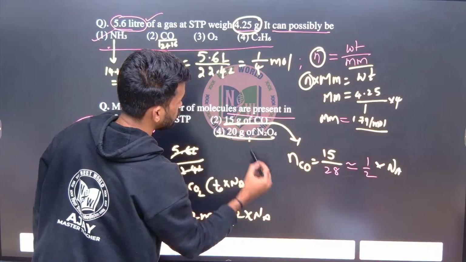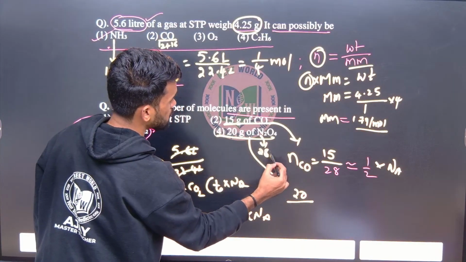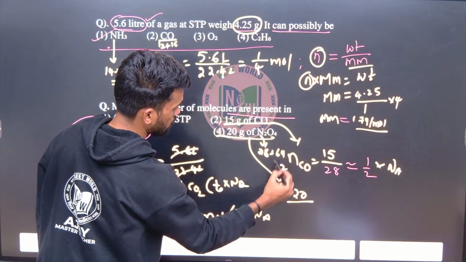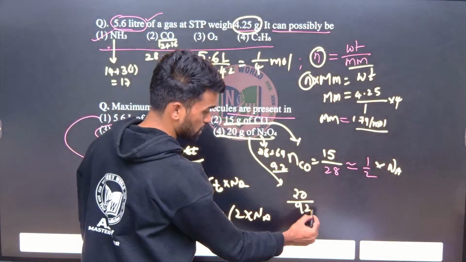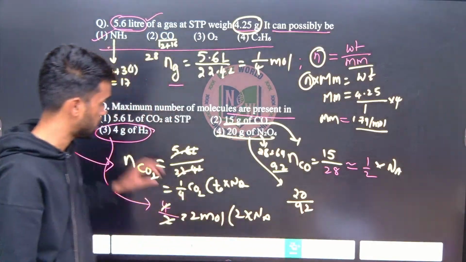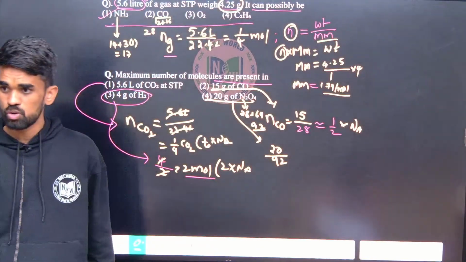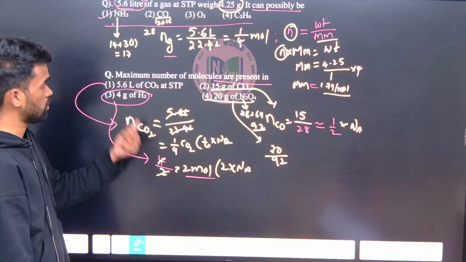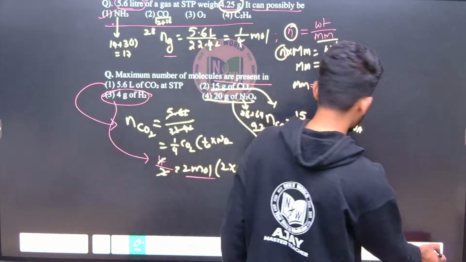So this one, 20 by 28 plus 64, so how much is it? 192. So 192 is a very big number. Which is giving the biggest number here? See, 2 moles means which has the large number of molecules? 4 grams of H2. That should be your answer. Okay, let us move forward with a few more questions.